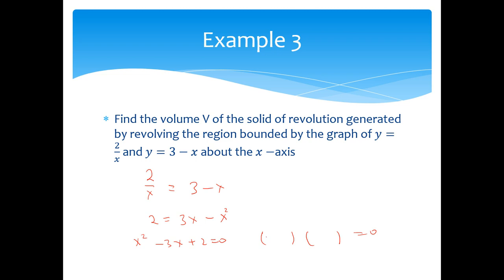So here I have x minus 2 and x minus 1. So x is equal to 2 or x is equal to 1. These are the points of intersection.